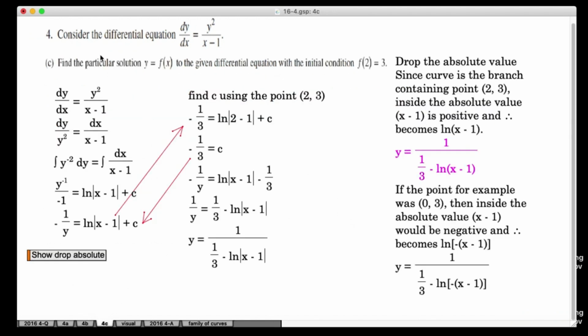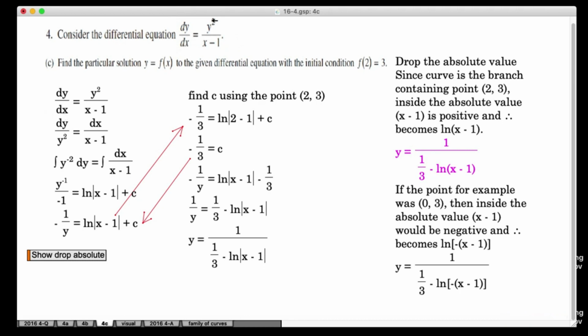The third part of this says, this is where you're going to get the most points, by the way, find the particular solution to the given differential equation with the initial condition f of 2 equals 3. Okay. The most important step here is you start with the differential equation. Okay. The most important step is we call it separating variables.